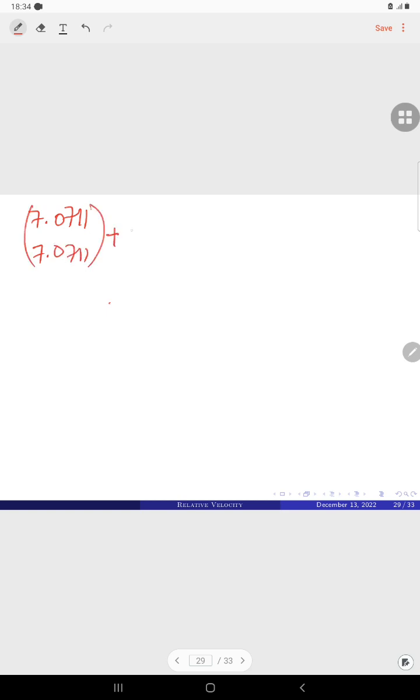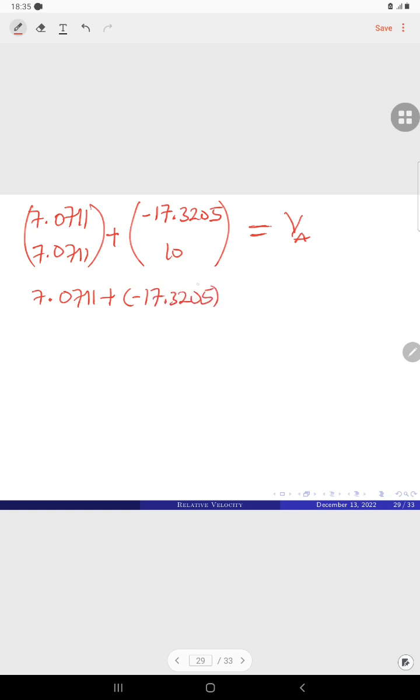7.0711 plus negative 17.3205 10 is equal to our VA. So what do we get? 7.0711 plus the minus of this, then 7.0711 plus 10, and this gives you VA, right?